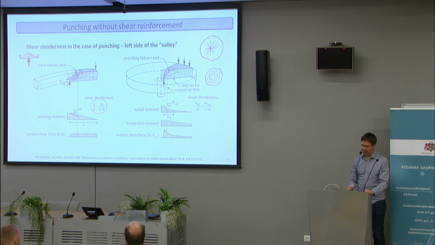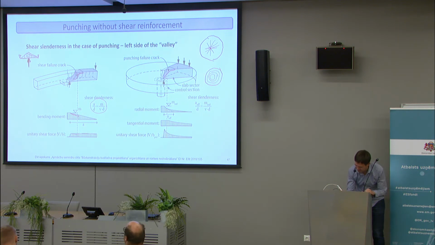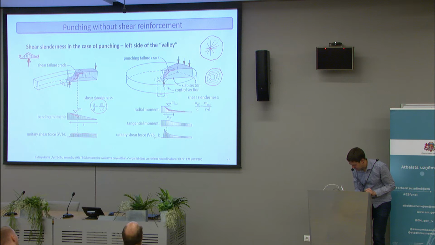So when we use the equations from Kinnunen and Nylander and calculate these moments based on this geometry that we assume, we can see that the radial moments are actually quite small, and the tangential moments are actually larger. The radial moments are only large in the middle of the slab, but outside from the middle, most of the curvature is radial.